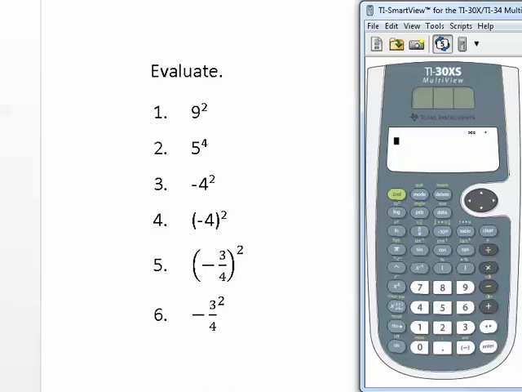In example 1, we have 9 squared. So we're going to input the 9 first, and follow that by the square button, and press enter. So the base again is the 9, the 2 is the exponent, and it means 9 times 9, which is 81. Now let's see what happens if we use the 9 with the general exponent button here.